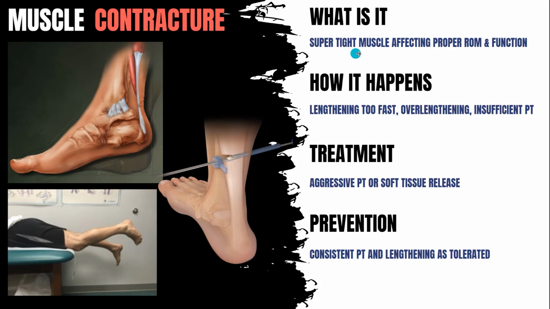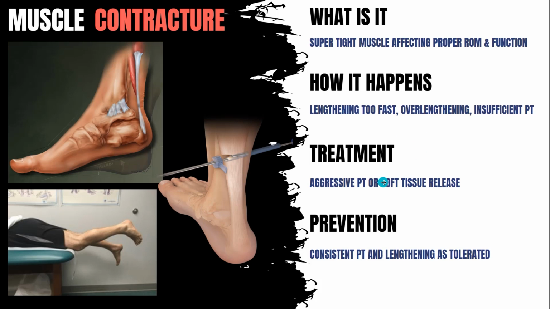This is a super tight muscle that can affect proper range of motion and function after lengthening. During lengthening, muscles are going to get tight, okay? And they might get excessively tight to the point that it limits your proper movement, particularly around your knee if you're doing femur lengthening, or your ankle if you're doing tibial lengthening. Now, the reasons why this happens is usually because patients lengthen too fast, they over-lengthen what their body can tolerate, or there's insufficient physical therapy or stretching. It's not something that happens overnight, so it's usually due to negligence on somebody's part, either the surgeon, the physical therapist, or the patient themselves, okay?